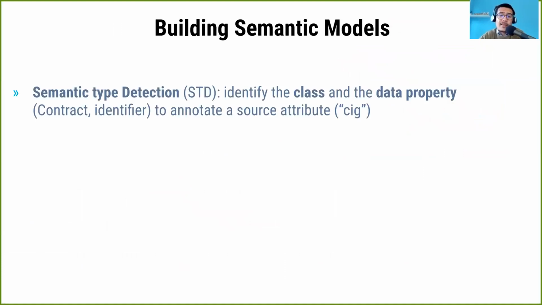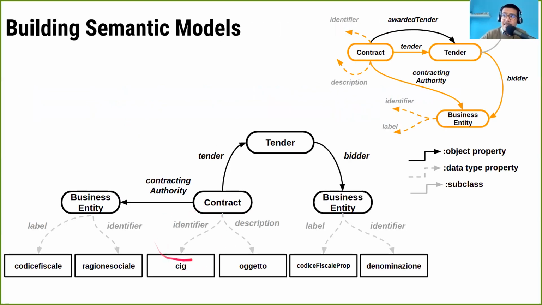Building semantic models requires automatizing two main steps. The semantic type detection, whose goal is to identify the class and the data property to label a source attribute. For instance, in this case, the source attribute CIG can be labeled using the class contract and the data property identifier, as you see in this graph representation.